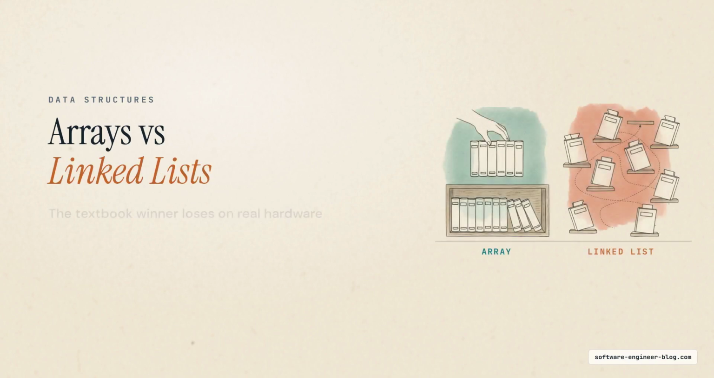Arrays versus linked lists. This is one of the first things you learn in data structures. It is also one of the most misleading. The textbook says the linked list should win. On real hardware, the array wins almost every time.